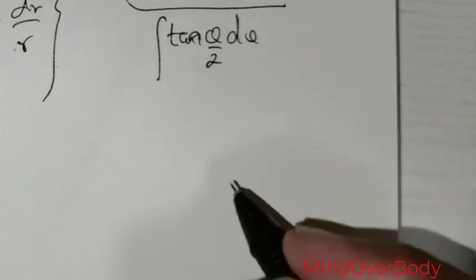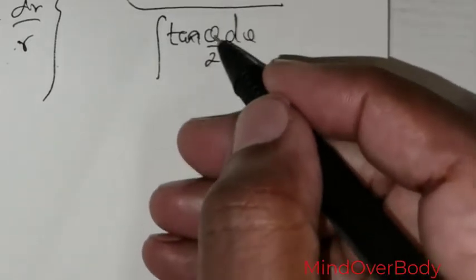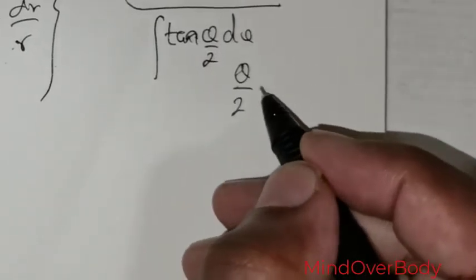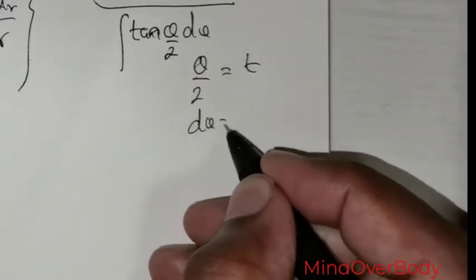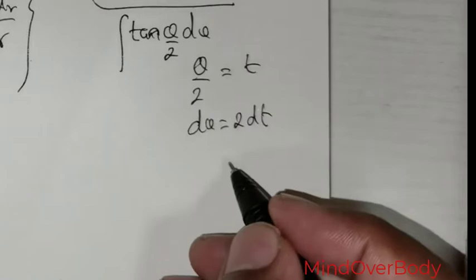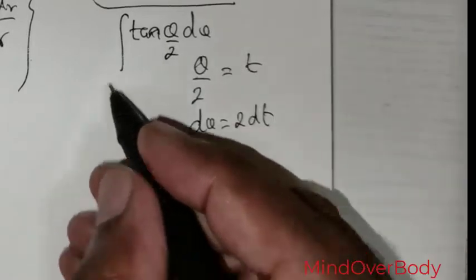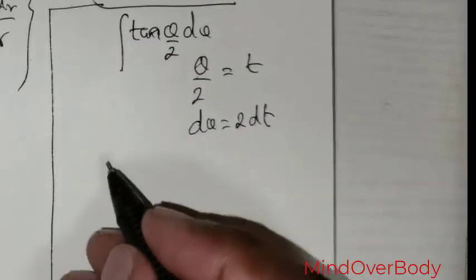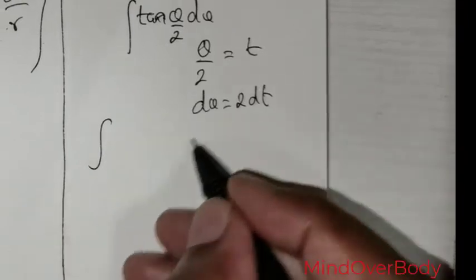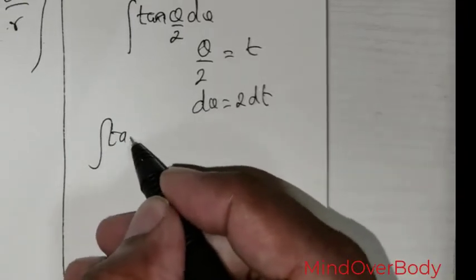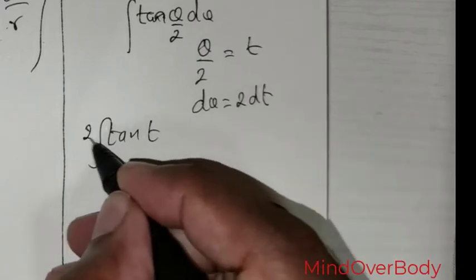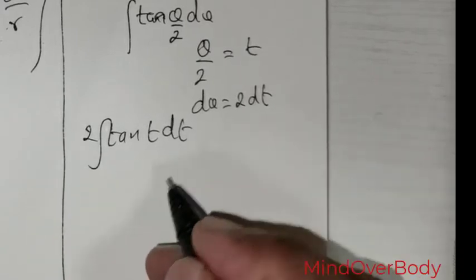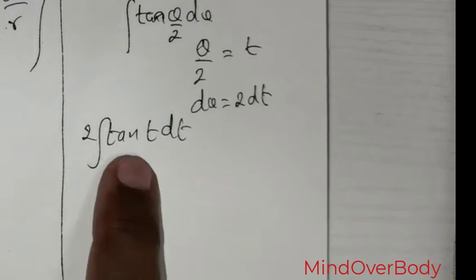Now what I wish to do, I would like to first get rid of this theta over 2. So I'm going to say theta over 2 be equal to some t. So that means d theta is equal to 2 times dt. So if I were to make that substitution, this is for your understanding. So this is going to be integral tan of t, in place of d theta is going to be 2 times dt. So I got integral tan t.